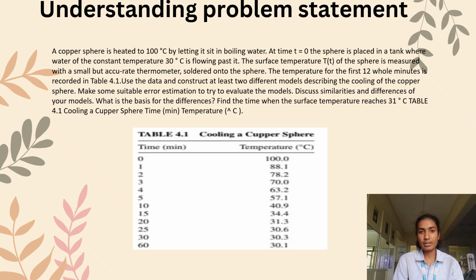Use the data and construct at least two different models describing cooling of the copper sphere, making some suitable error estimation to try to evaluate the models. Discuss similarities and differences of your models. What is the basis for the difference?